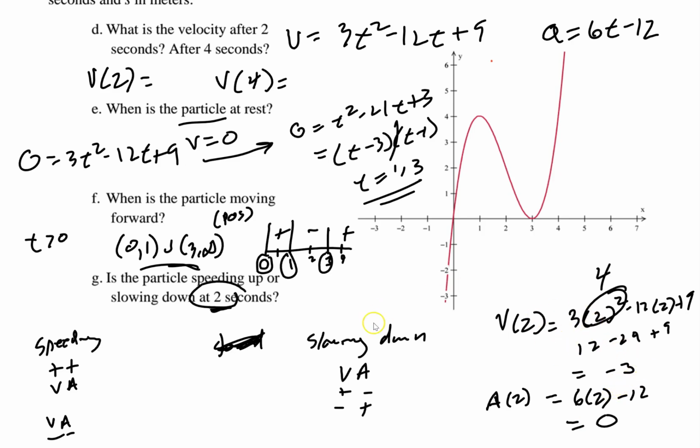So the general idea, they're working against each other. If they're working with each other, you're speeding up. If they're working against each other, you're slowing down. This is negative 3 for velocity. Acceleration is 0, and 0 is neutral. It's not positive or negative. So you're not speeding up or slowing down. You're coasting, just keeping the same consistent speed. So is it speeding up or slowing down? It's kind of a trick question. It's doing neither. It's maintaining constant speed. It's coasting right now. It's not speeding up or slowing down. And that's the lesson.